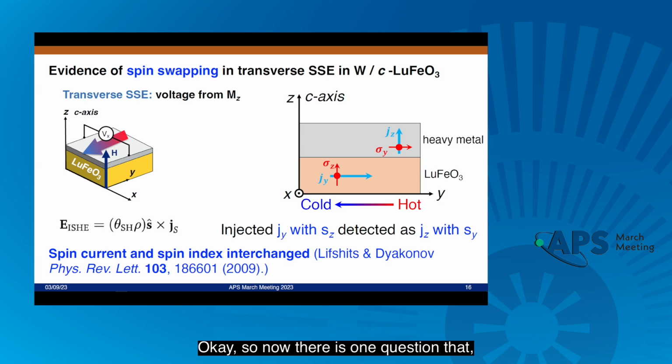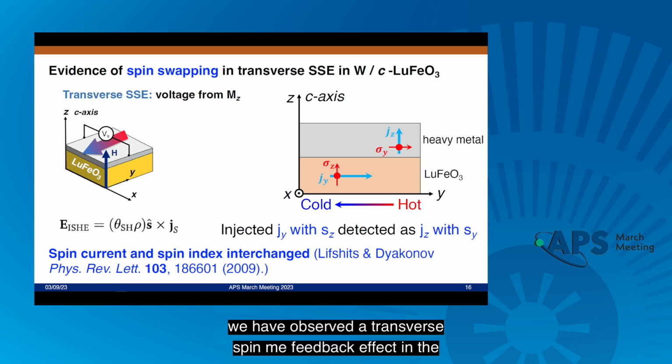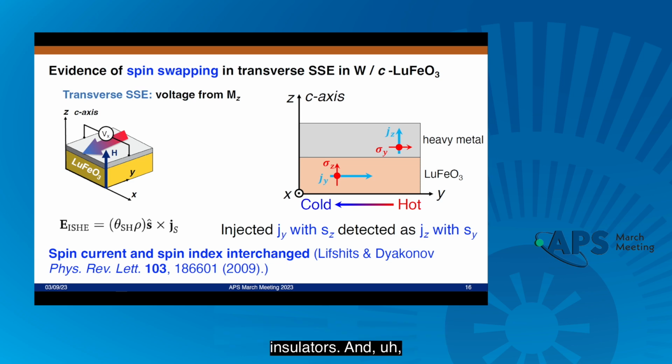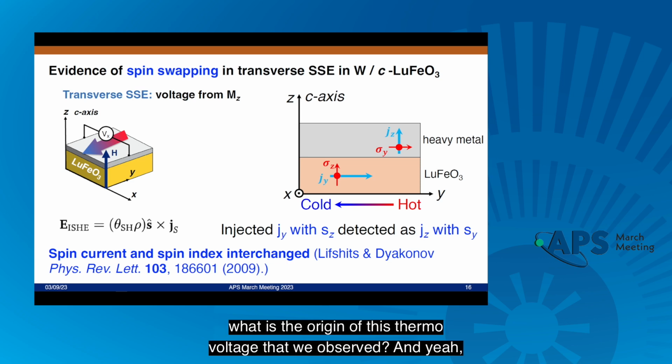Okay, so now there is one question that lingers. We have observed a transverse spin Seebeck effect in the non-collinear canted moment in the lutetium ferrite, and this is not observed in other collinear ferromagnetic and antiferromagnetic insulators. And what is the origin of this thermal voltage that we observed?